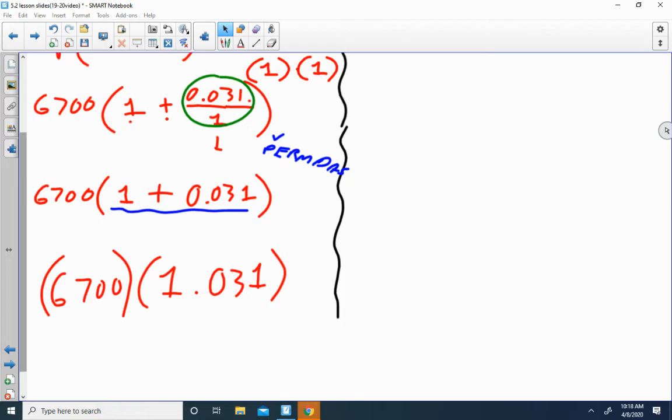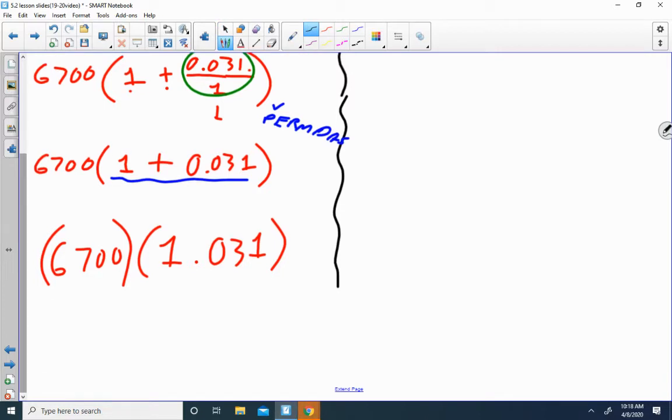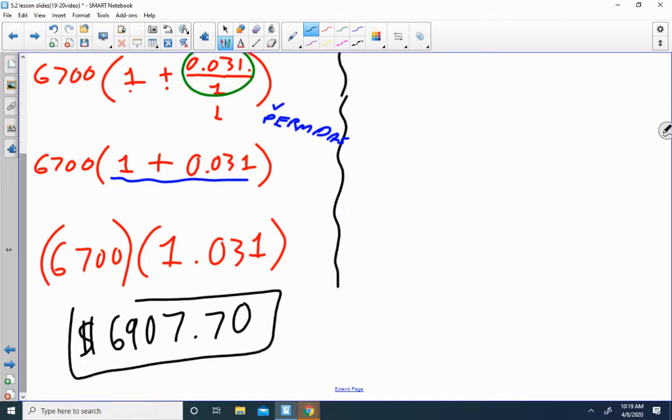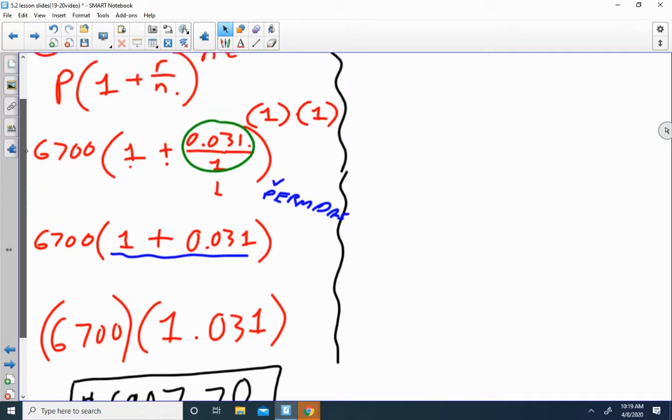Let's write that down real quick. For account 1, we made $6,907.70. Now we're going to get the amount for account 2, then compare the two amounts and see which one makes more money.